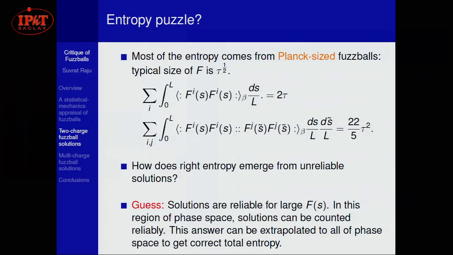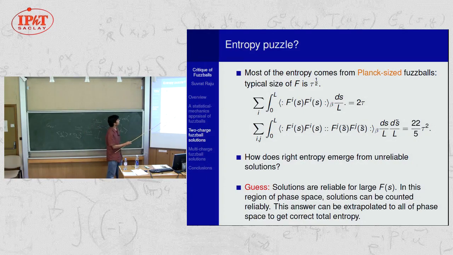Maybe the discussion we had right now clarifies this question. It is the point we just discussed, which is the fact that most of the entropy comes from Planck-sized fuzzballs. You can see that just by estimating the size of the profile function, and that size is given by some number which is proportional to tau. In fact, even fluctuations in this size are given by some number which is proportional to tau squared. That tells you that most of the entropy is coming from Planck-sized fuzzballs. And so you could ask, how did the right entropy emerge from unreliable solutions?